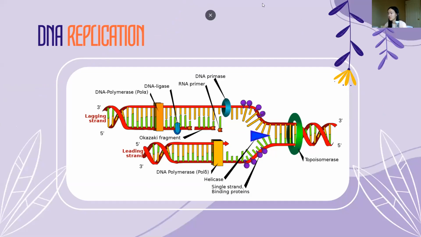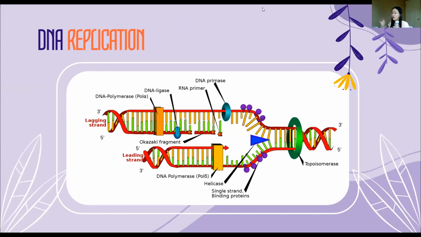Okay, next we're going to be talking about DNA replication, which is a very, very complicated process. And frankly, I don't completely understand some of the more difficult parts of it. So first of all, let's take a look at the helicase, which is this triangle blue thing that looks like an arrow. Okay, so the helicase unzips the DNA. You can see that it's kind of like separating these two strands.